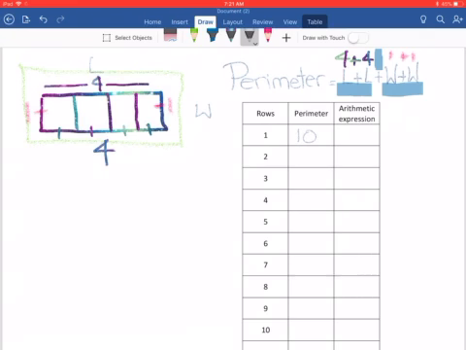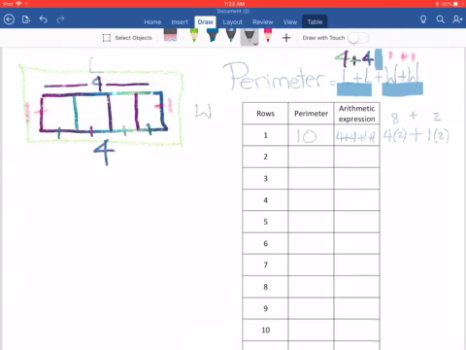And what was my expression? Well, it was 4 plus 4 plus 1 plus 1. Now, I could write that as 4 times 2 plus 1 times 2. Okay, because 4 times 2 is 8, 1 times 2 is 2, and when I add those together, I get 10.